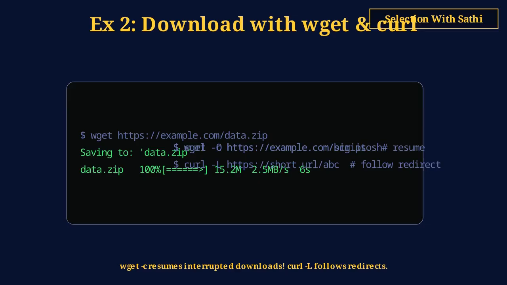On a custom port, use uppercase -P: scp -P 2222 file deploy@server:/tmp.